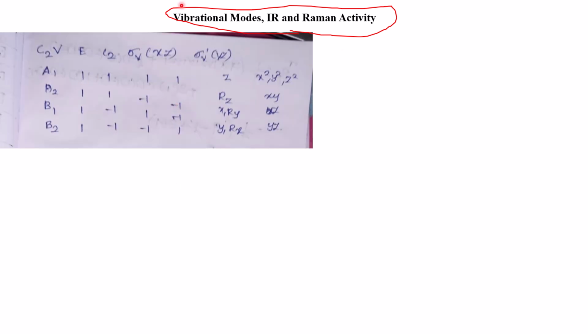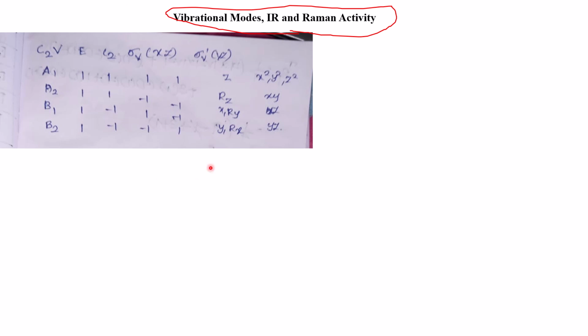So today we see about the vibrational modes, IR and Raman activity, using the character table. Learners, are you ready to apply group theory? Today we will use the character tables to find the IR and Raman active modes. Before that, we calculate the expression for the irreducible representation.